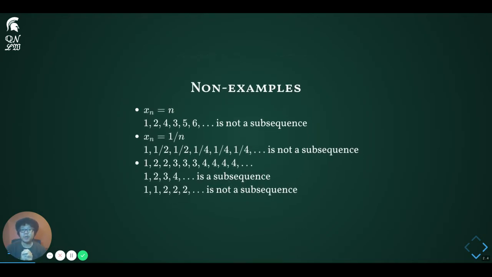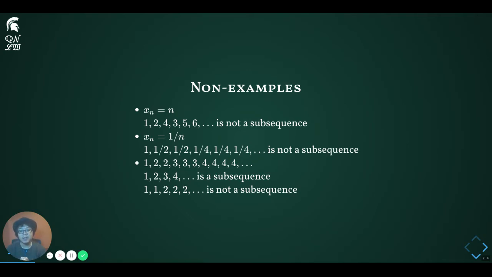To reinforce our understanding of what counts and what doesn't count as a subsequence, let's look at a few non-examples. In the first case, let x sub n equal n. So the original sequence is 1, 2, 3, 4, 5, 6, and so on. The list 1, 2, 4, 3, 5, 6, formed by transposing the third and fourth terms, is not a subsequence. This is because in forming the subsequence, the selection of the index cannot allow a later index to be selected first, before a prior index.